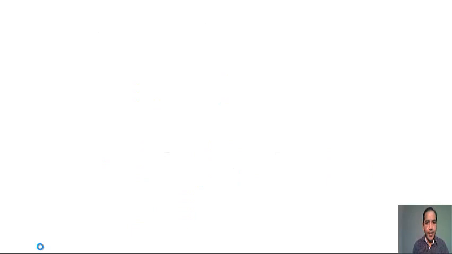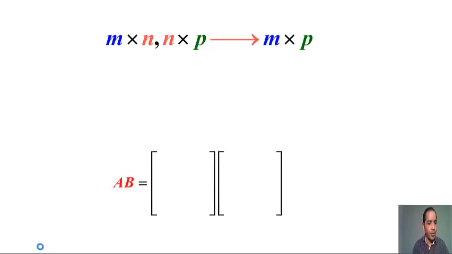Two matrices can be multiplied only if columns of the first matrix is equal to the rows of the second matrix. If A is of m by n order and B is of n by p order, then the resulting matrix AB is of order m by p. To multiply A and B, each row of A is multiplied by all columns of B. For example, A and B are two matrices, then AB is calculated in this way.